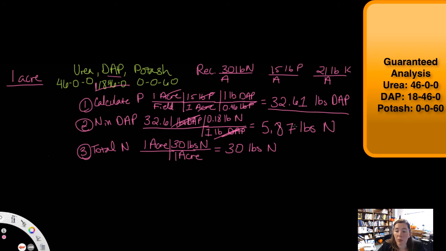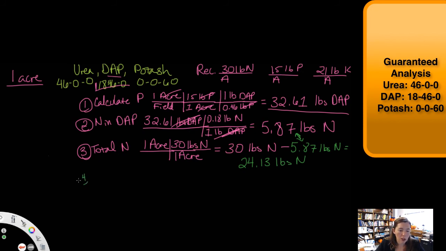So since we've already got 5.87 from our DAP, then we can subtract this 5.87, which is coming from here, pounds of N. This is going to give us 30 minus 5.87, which means we need to calculate how much urea we need to get 24.13 pounds of nitrogen, because this is how much we still need to get. We still need to buy this much nitrogen to get this 30 pounds of N per acre.